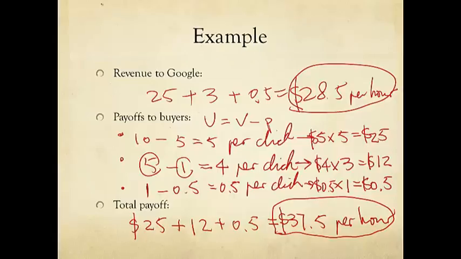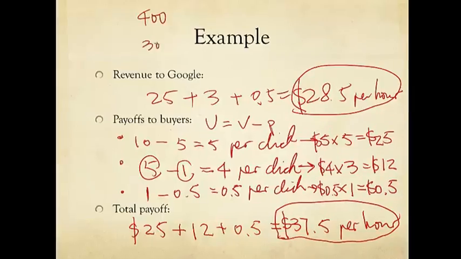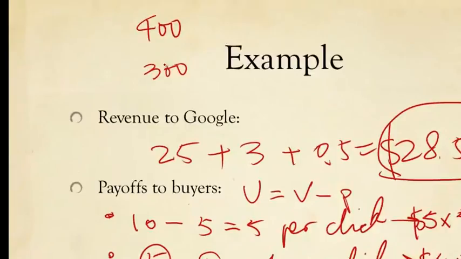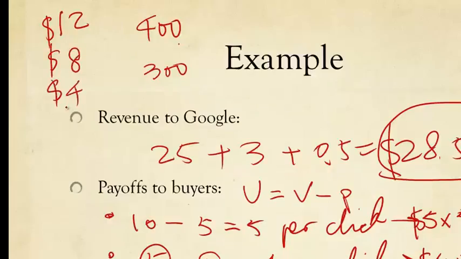Let's say there are just 2 ad spaces. Okay, top one gets 400 clicks per hour, next one gets 300 clicks per hour. Okay, both are pretty powerful, but the first one's slightly better. And there are 3 bidders, 1, 2, and 3. Their valuation, which is the number of dollars per click expected, is $12, $8, and $4 respectively.